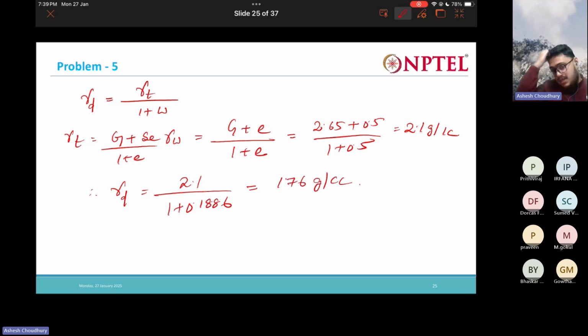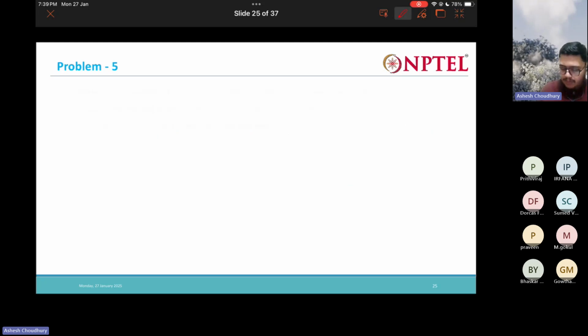Okay, so please take care of the units. Don't make mistakes with the units. See when you are using kilonewton per meter cube, and when you are using gram per cc. Take care of the units. Else the problems are simple itself, right?